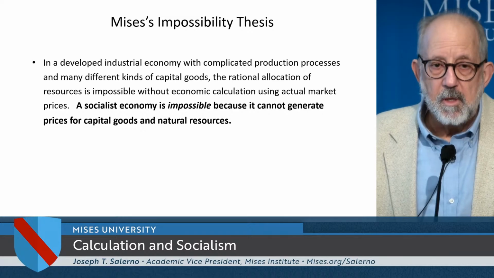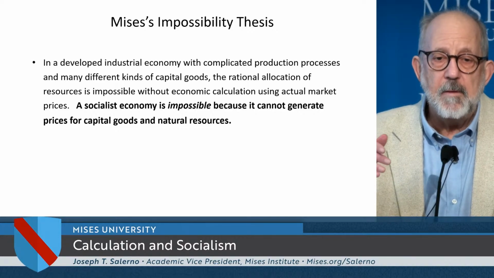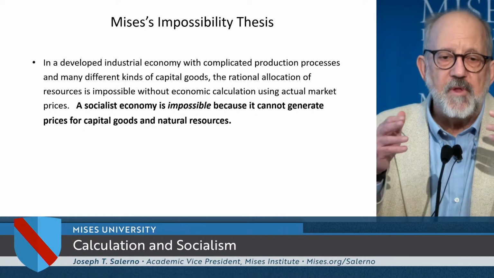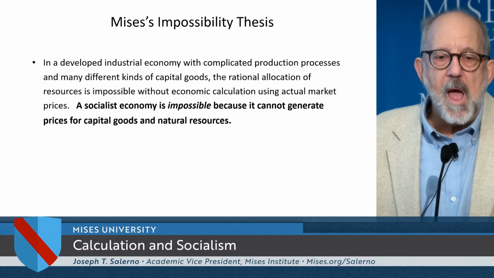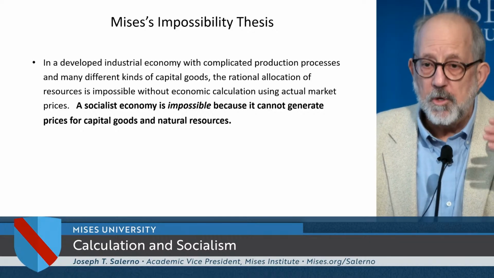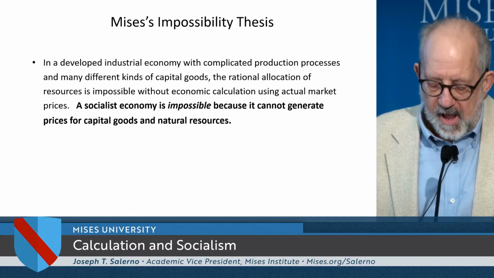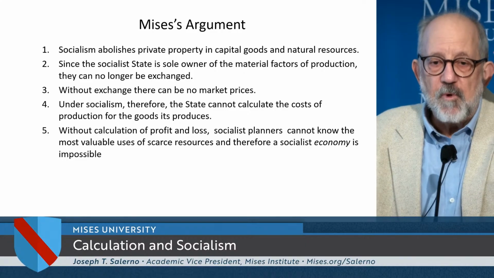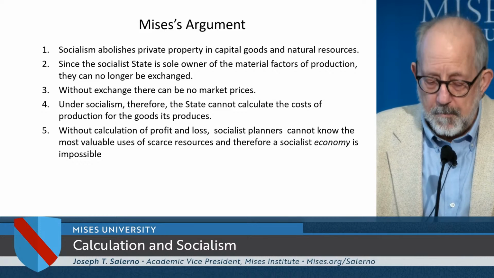Socialism was impossible because with complicated production processes and multitudes of capital goods and technology that allowed you to use those capital goods in many, many different, almost infinite combinations, an economy was impossible without calculation with cardinal numbers being the prices. So it was impossible because it could not generate prices for capital goods and natural resources. Why? Well, Mises had a very straightforward, step-by-step, simple to understand rationale for his claim.